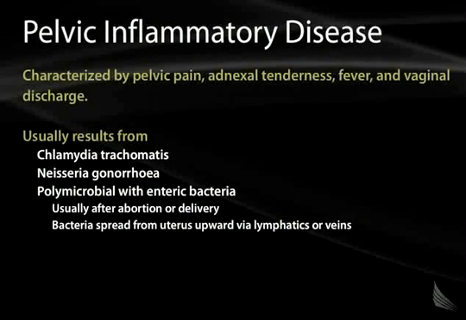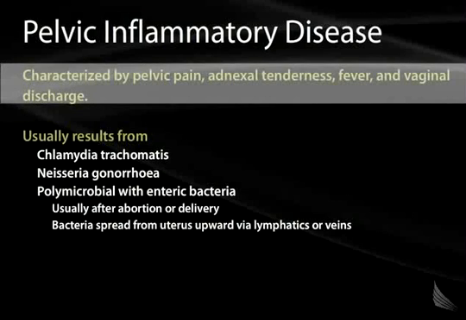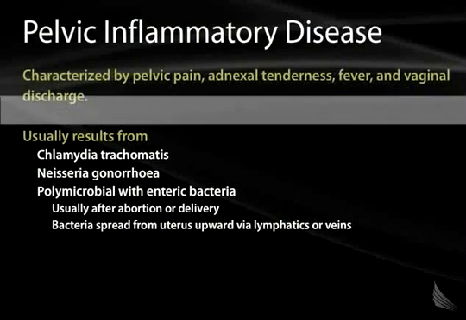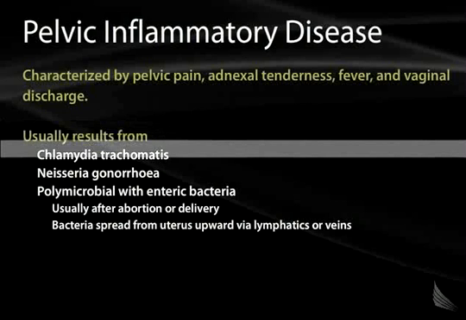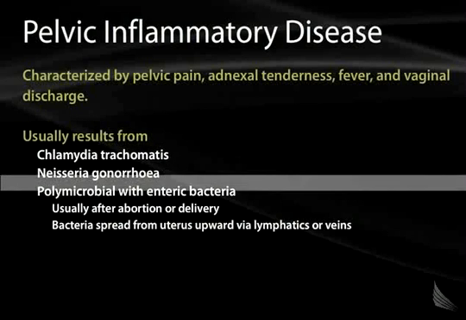Now, PID, which can result from infection with gonorrhea, chlamydia, or potentially even other agents, is characterized by pelvic pain, adnexal tenderness, fever, and a vaginal discharge. It can result again from infections from various organisms, the major players being chlamydia, Neisseria, or it can be polymicrobial with effects from enteric bacteria.